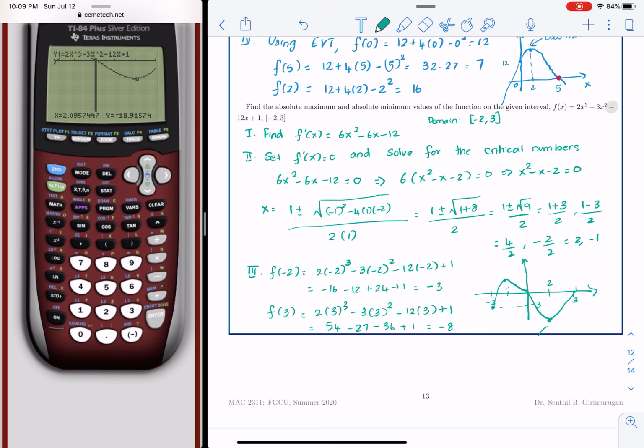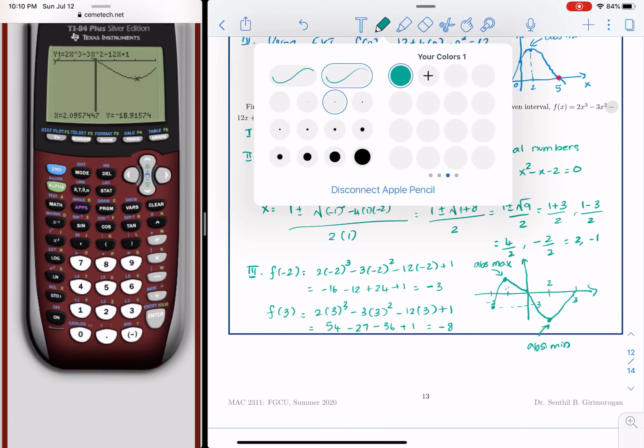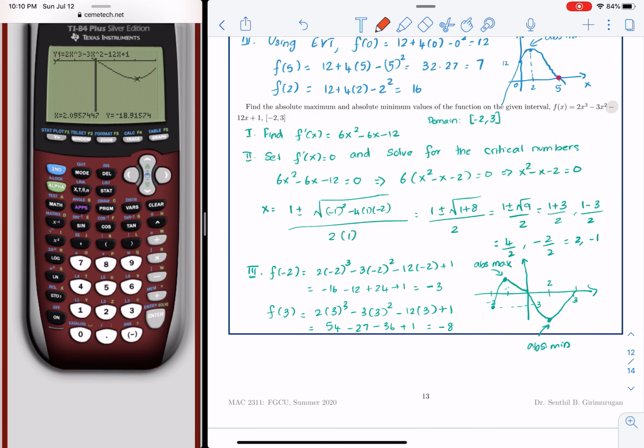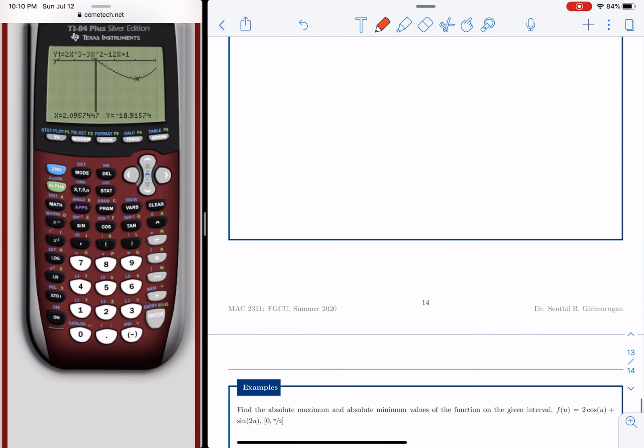So this point is the lowest, corresponding to x is equal to 2, the first critical number, so that would be the absolute minimum, and that point is the absolute maximum. And you can see that those two would correspond to the critical numbers negative 1, which is right here, and 2. So that's a critical number, that's a critical number, and those are the numbers that we found. So finding critical numbers would help us to find the absolute minima and maxima of a function.